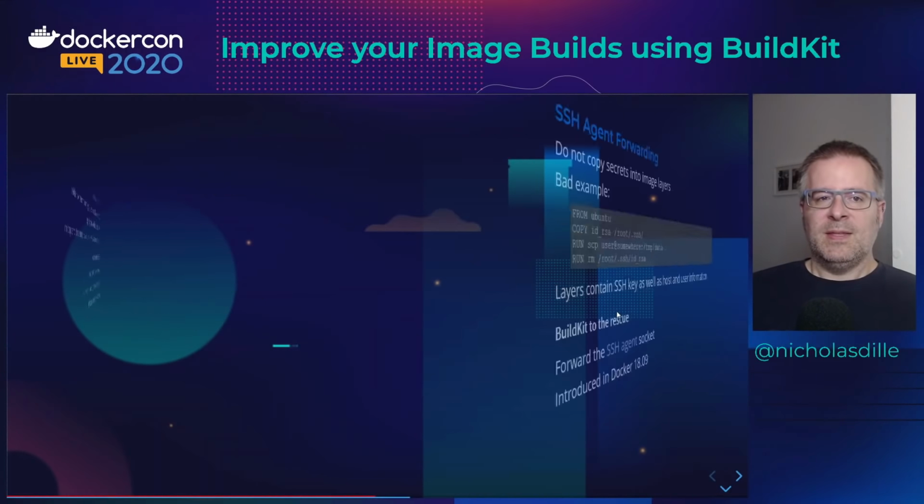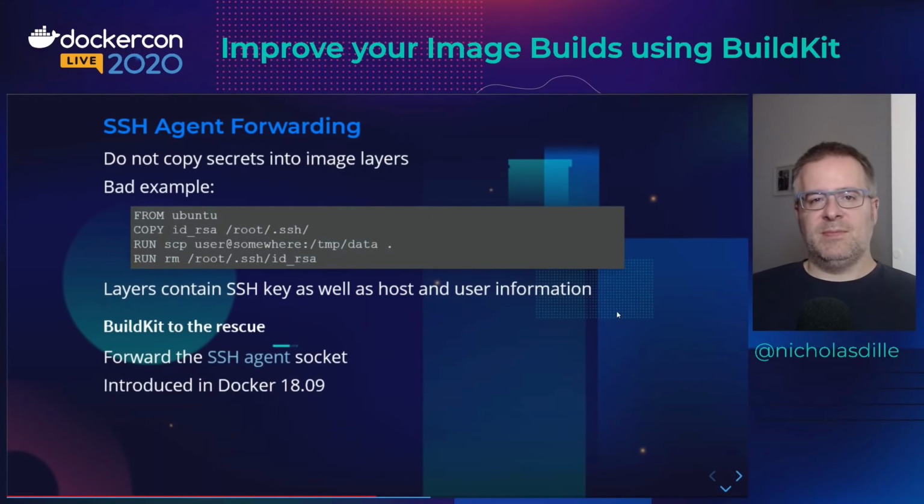Okay. But there's something else. BuildKit is also able to use a local SSH agent during the build. And this is meant to prevent something like the Docker file that I've put on the slide, which is a really bad example. So first someone tried to copy the SSH private key into the image, then connected to some host to do something, and then tried to remove the SSH key.